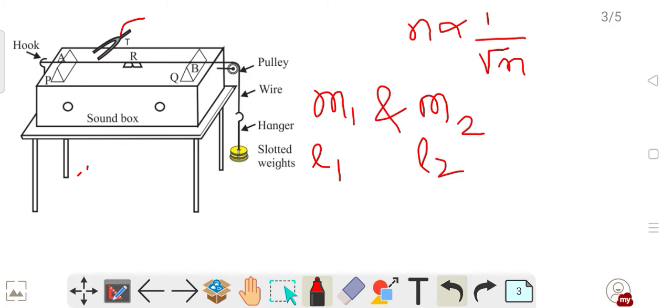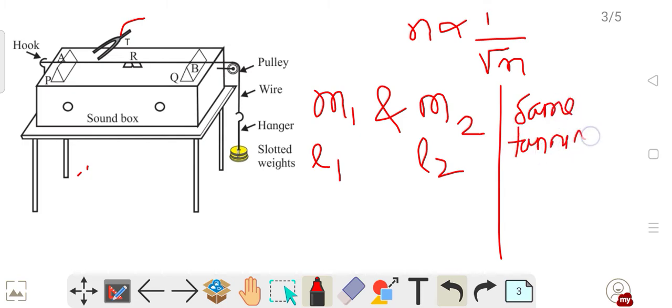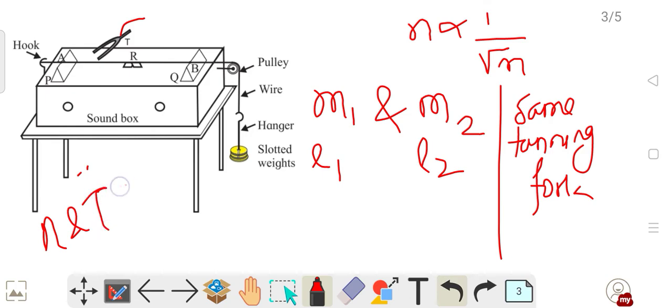Thus the frequency of vibration of the two wires is kept the same under the same applied tension. The same tuning fork is used. Important point here: in earlier cases the same wires were used, but in this case the same tuning fork and different wires are used. So what is being kept constant? N and T are kept constant.